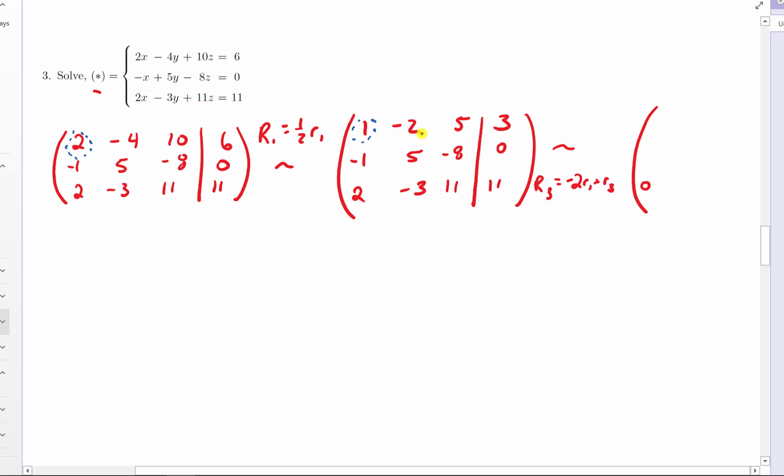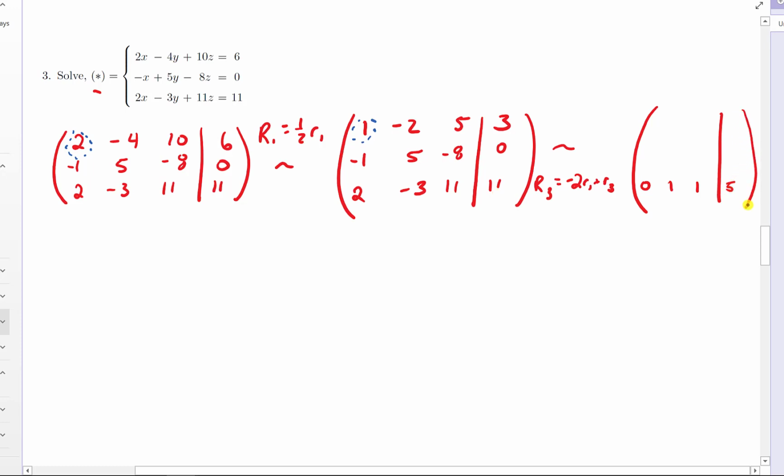Then we'll multiply this entry also by negative 2, so that gives us positive 4. Added to negative 3 gives us a 1. We'll multiply this 5 by negative 2, that gives us negative 10. Added to 11, that gives us 1. And then we've got our augmentation bar, and then we'll do 3 multiplied by negative 2, that's negative 6. Added to 11 is a positive 5.